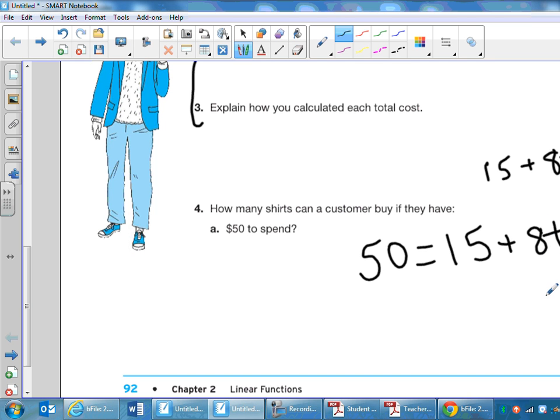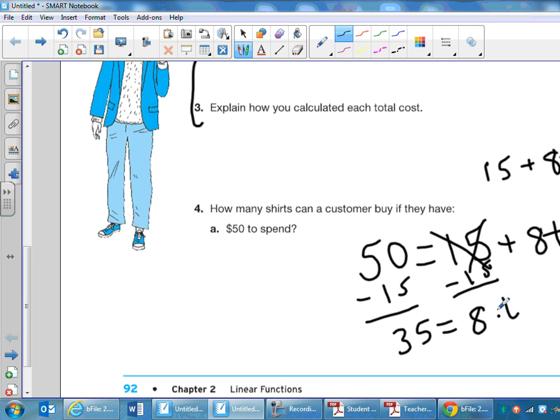So let's do our equations like we have been. I want to get T by itself, so I'll subtract 15 from both sides. 50 minus 15 is 35. 15 and 15 cancel out, so I have 35 equals 8 times T. Now, 8 times what is 35 without going over? Because I only have this much money and I can't order half of a shirt.